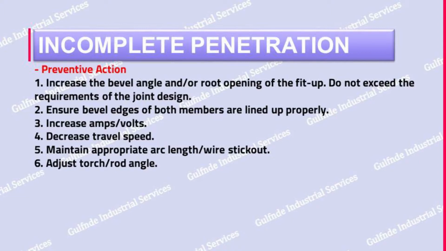3. Increase amperes or volts. 4. Decrease travel speed. 5. Maintain appropriate arc length or wire stick out. 6. Adjust torch or rod angle.